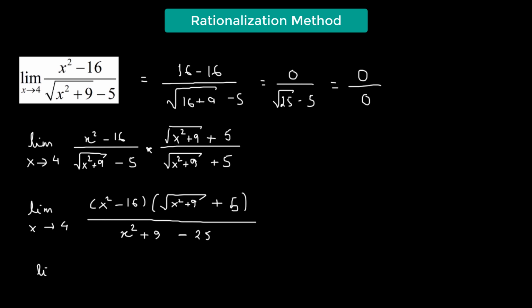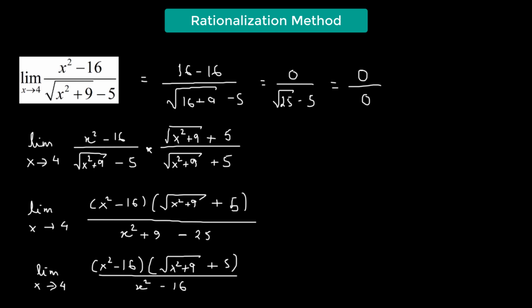Now we have the limit as x going to 4 of x squared minus 16 times the square root of x squared plus 9 plus 5, divided by x squared plus 9 minus 25, which is x squared minus 16. So we see that there is a common factor x squared minus 16 present in both the numerator and the denominator. So we're going to cancel it out.